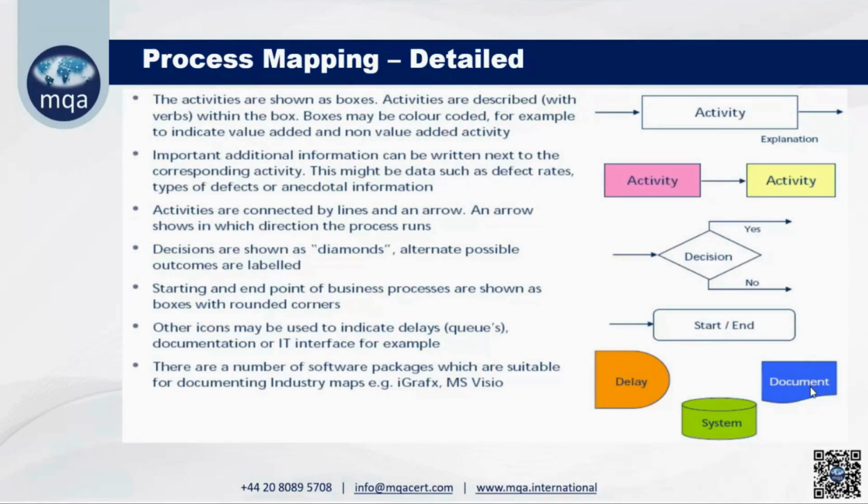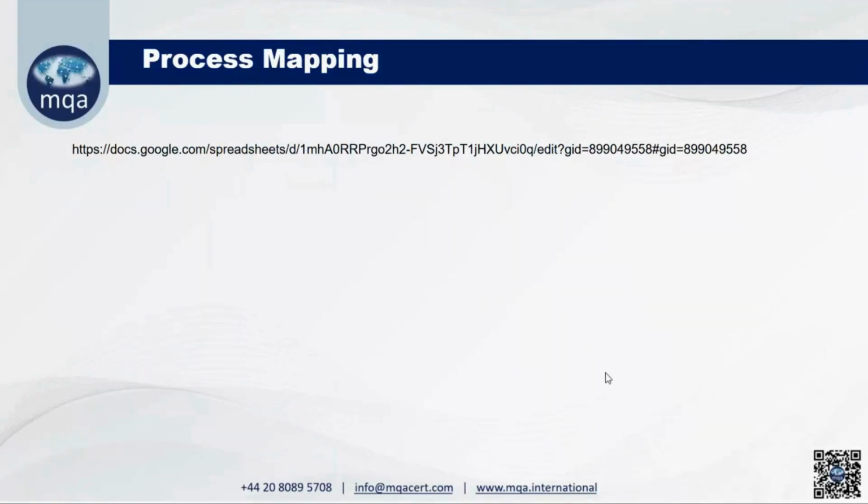Then we have the document symbol. The document symbol is where we need to record certain values, like the number of parts produced. Suppose it is the diameter of the part: what was the diameter of that part, what was the length of that part, and how visually it was, good or bad. So all the documents will be collected. And at the end of the system we go for packaging and dispatch. This is how process mapping works.